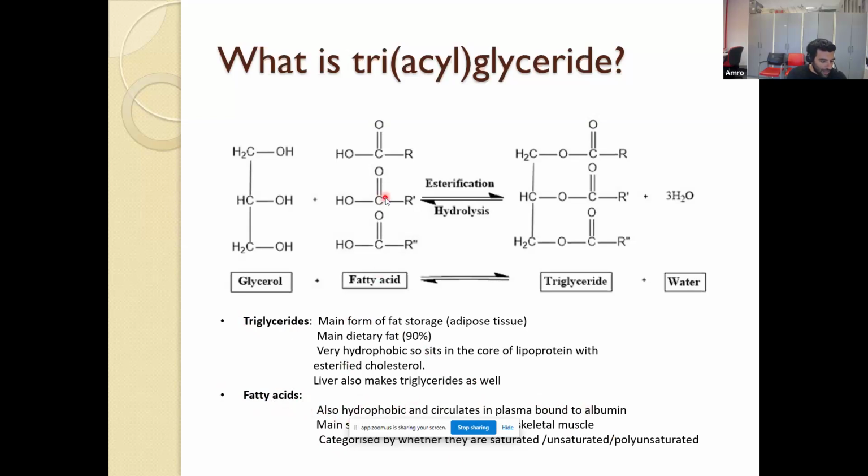And as you probably know, fatty acids can either be saturated, which are generally animal type fatty acids, or unsaturated or polyunsaturated. Obviously, these are to do with the double bonds of carbon. The more double bonds you have, the more polyunsaturated they are.